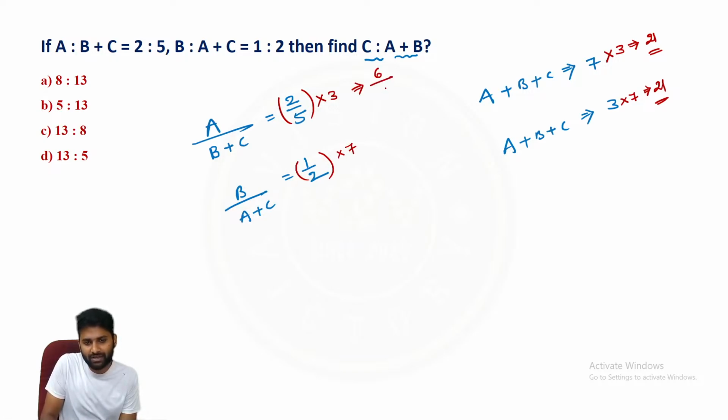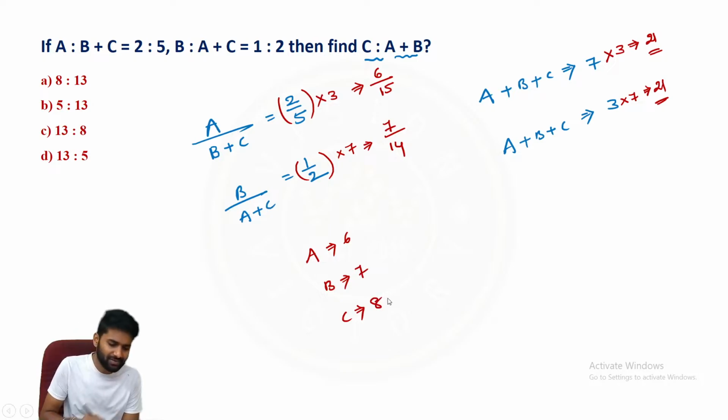Here you will get the fraction 6 by 15, and you will get the fraction 7 by 14. Now, from those ratios, A is equal to 6 units, B is equal to 7 units. Now, what about C? C is 8 units. Why? Because the sum of A, B, C is equal to 21.